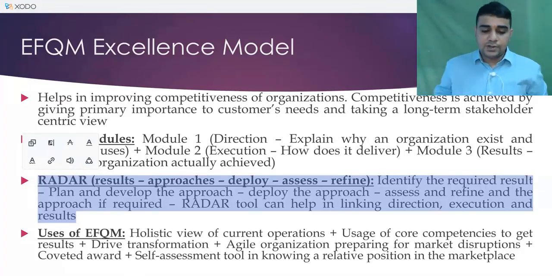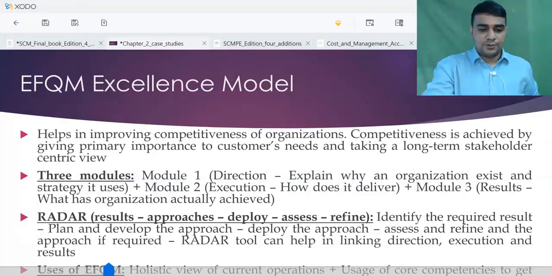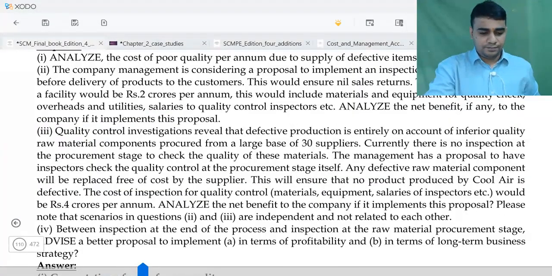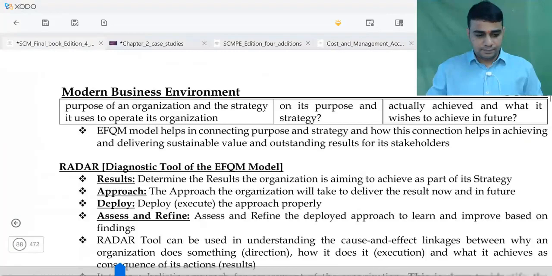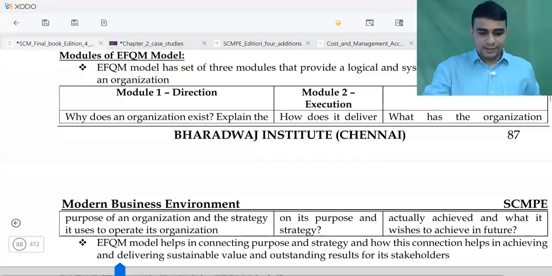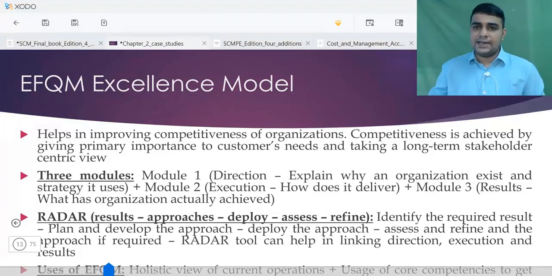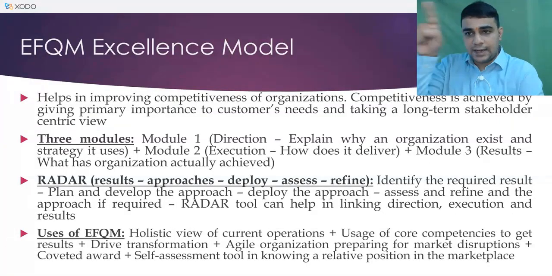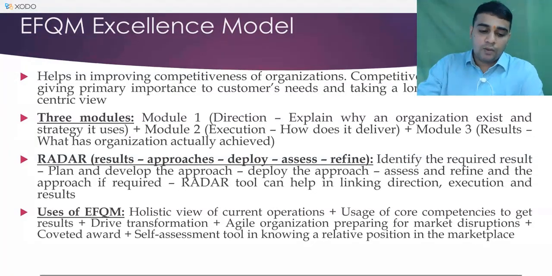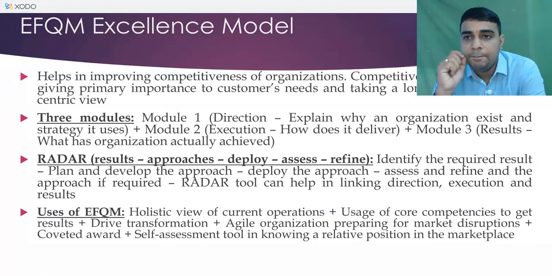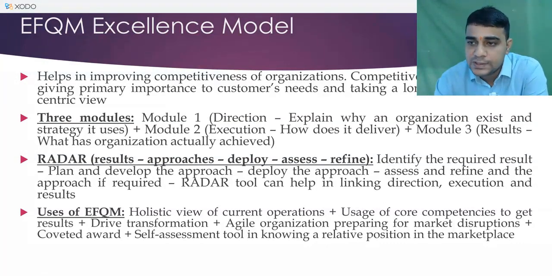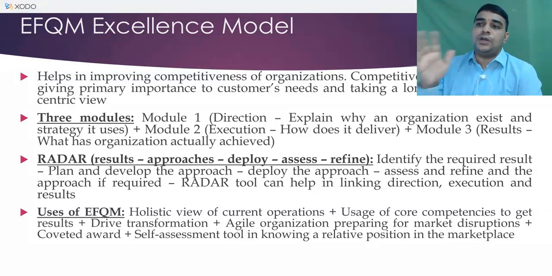Based on result, I think there was a chart also. The chart will basically say from result, approach, deploy, assess and refine. It's a continuous cycle which will keep moving on. Now, what is the importance of the EFQM model is, most of the business excellence models focus on ensuring a few things.